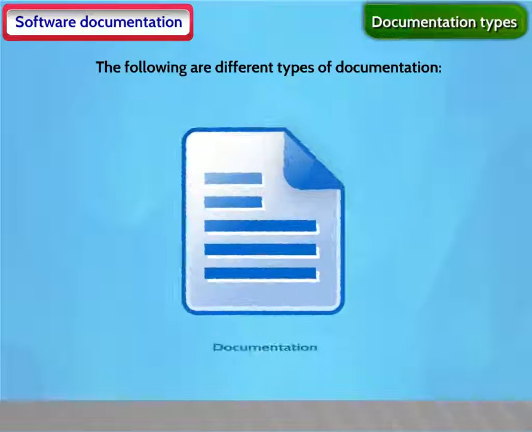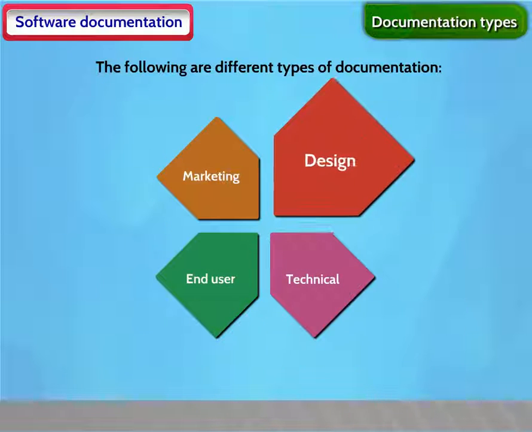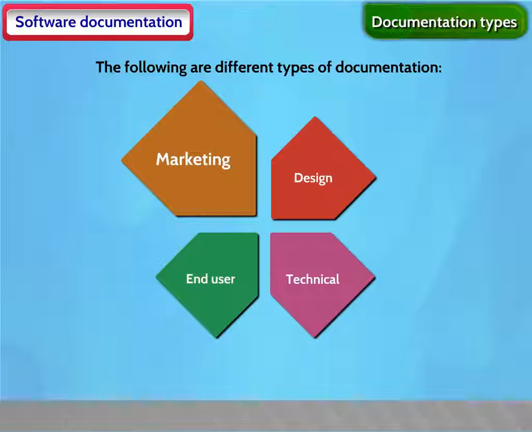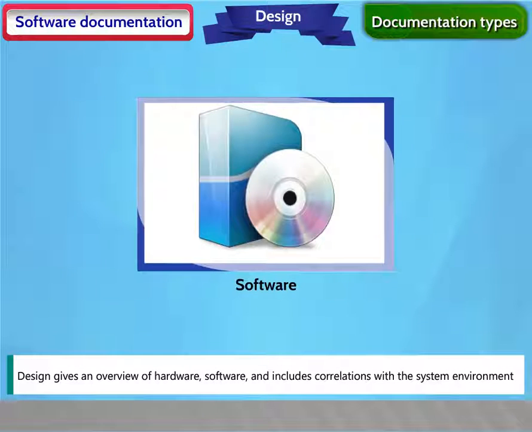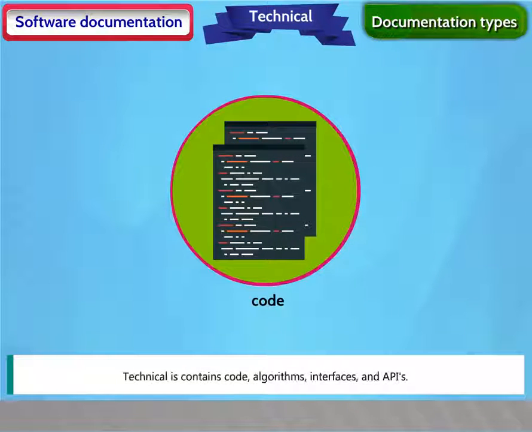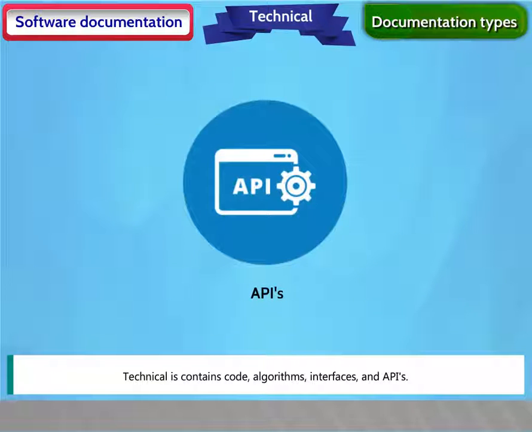Documentation types. The following are different types of documentation: design, technical, end user, marketing. Design. Design gives an overview of hardware and software and includes correlations with the system environment. Technical. Technical contains code, algorithms, interfaces and APIs.